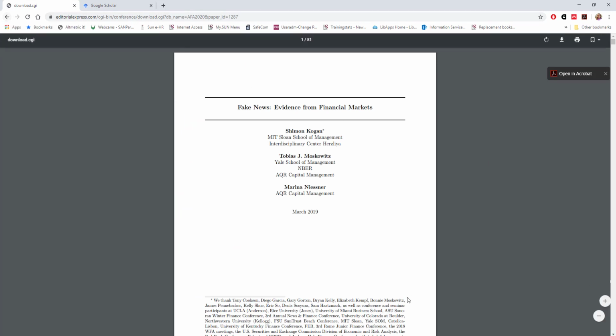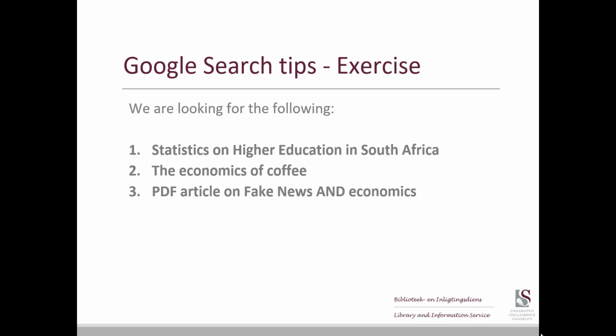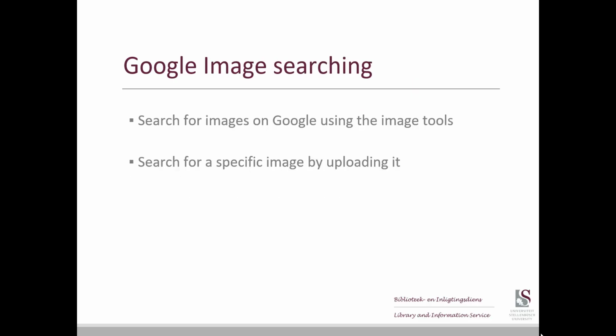Okay, so that's just some examples that you can use to already use Google to look for what you want it to look for. Your other option when you start to look at things is that you can use Google image searching to search for images on Google using the image tools. And you can also search for a specific image. So if you have an image, you're not sure where it comes from, you can find out where it comes from by uploading it.